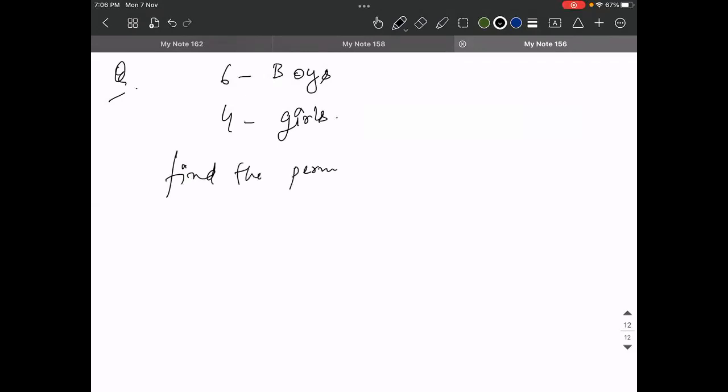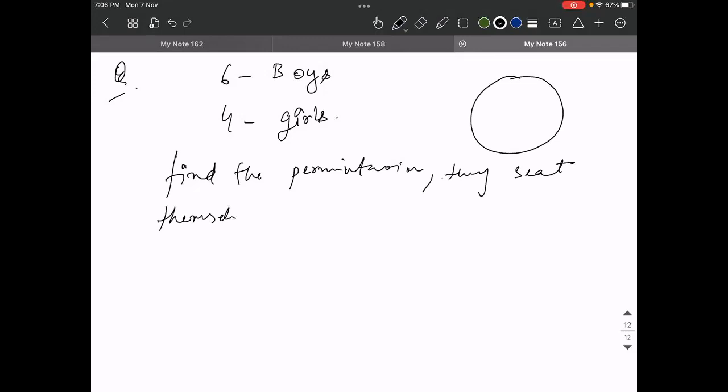Find the permutation. See, instead of permutation, it can be written arrangement, right? You know that. It is a round table, obviously. That's what we are studying, round table. Find the permutation of how many ways they can sit themselves.